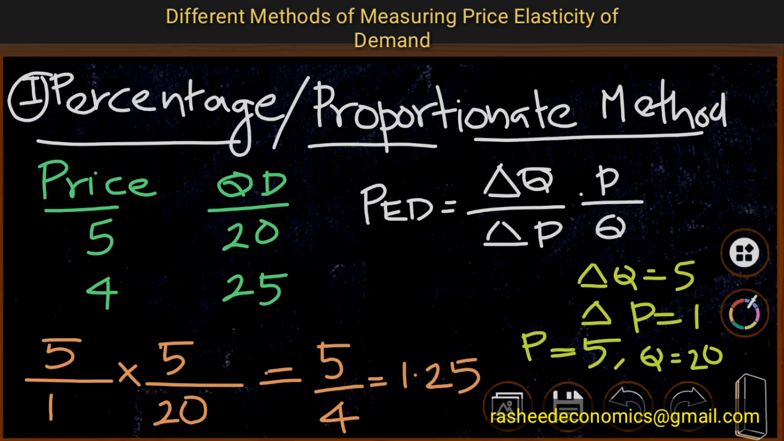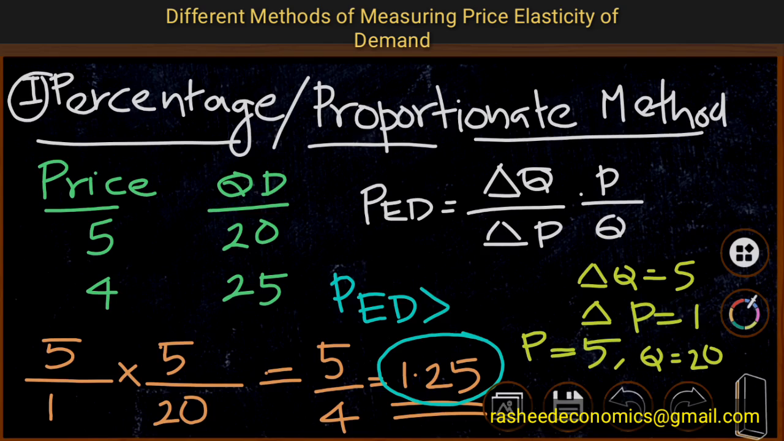Here the value of price elasticity of demand is 1.25, which is greater than 1. Therefore price elasticity of demand is greater than 1. This is the method of measuring price elasticity of demand using the percentage method or proportionate method.